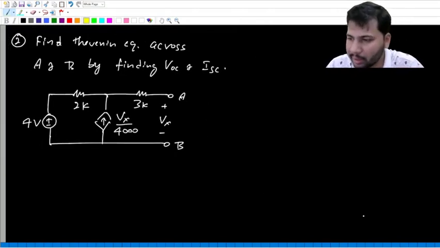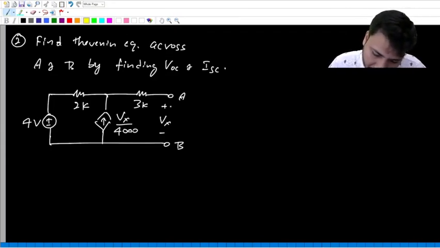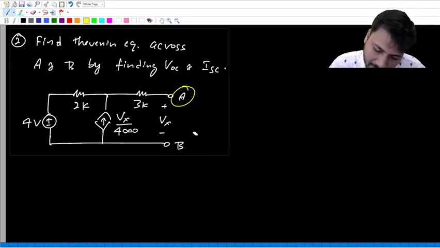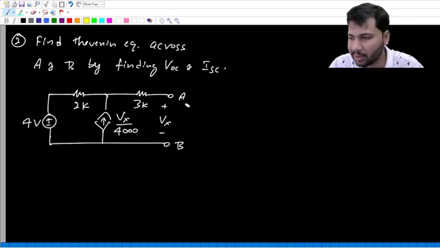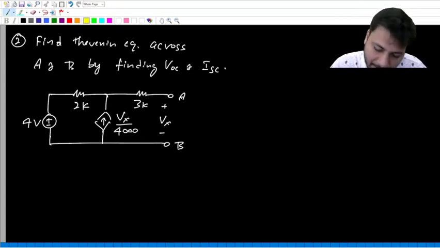Okay, look at the next question. You have to find the Thevenin equivalent across A and B, where A is here and B is here, by finding VOC and ISC. That means separately you have to find the open circuit voltage and also the short circuit current, and from the values of VOC and ISC you have to find the Thevenin equivalent. Again I repeat, finding the Thevenin equivalent means finding the values of VTH and RTH.